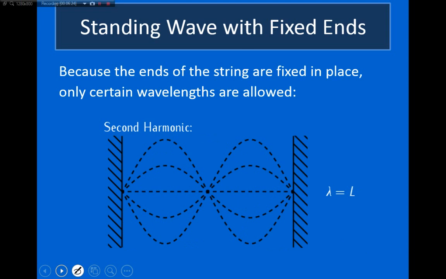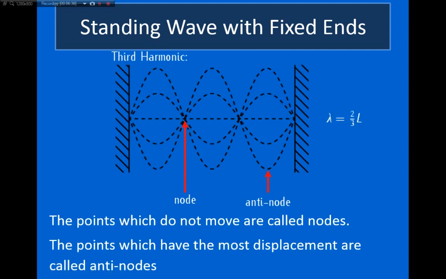Now the second harmonic has the second longest wavelength, and as we can see here we have exactly one oscillation over the length of the string. So the wavelength is equal to the length of the string. And of course we can have a third and fourth harmonic and so on and so forth. We can see here this third harmonic has 1.5 oscillations in this area, so the wavelength is equal to 2/3 the length of the string.